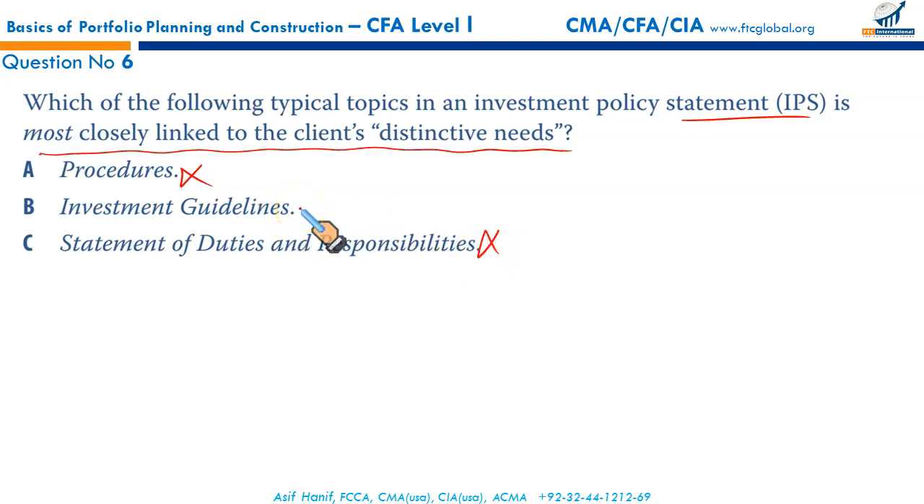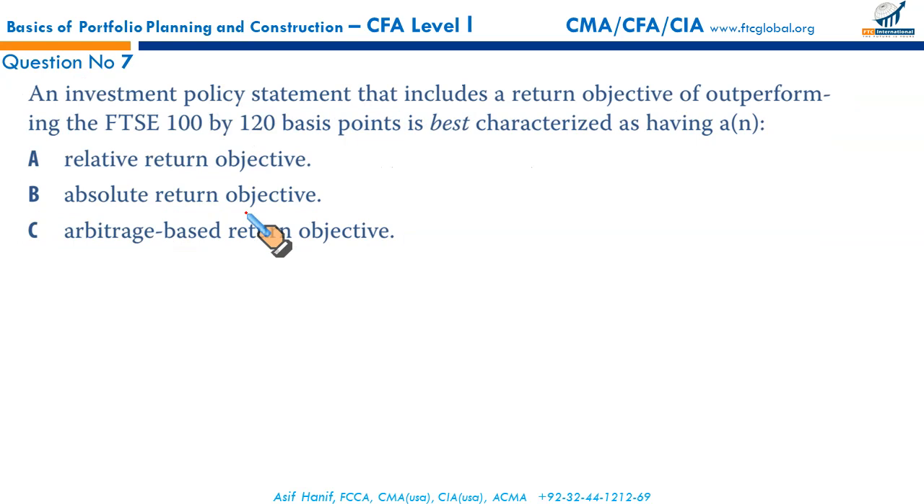Yes. The sections of an IPS that are most closely linked to the client's distinctive needs are those dealing with the investment objectives and constraints. And of course, that would be the investment guidelines, because they provide information about how the policy may be executed, including any constraints on investments made. So that makes B the correct option.